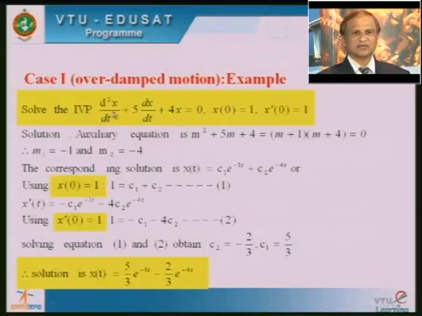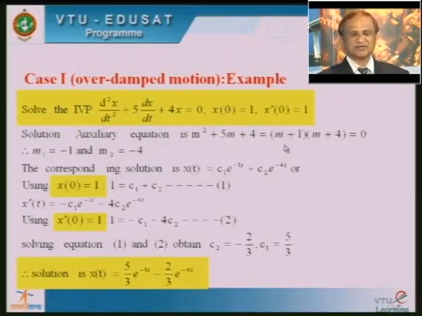As usual, you can write it in symbolic form. You can replace d by dt by capital D. Is it clear? D square x plus 5 times D x plus 4x is equal to 0. Right. So replace capital D by m and you will get an auxiliary equation: m square plus 5m plus 4 is equal to 0. It is a homogeneous equation.